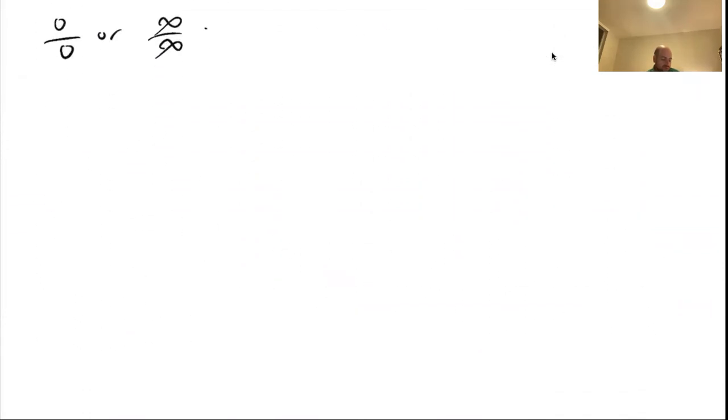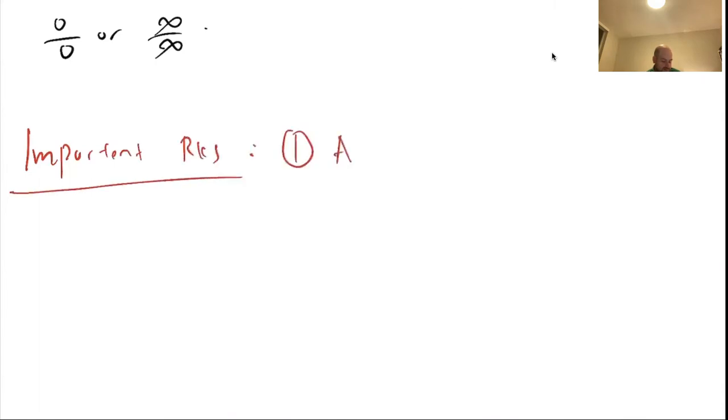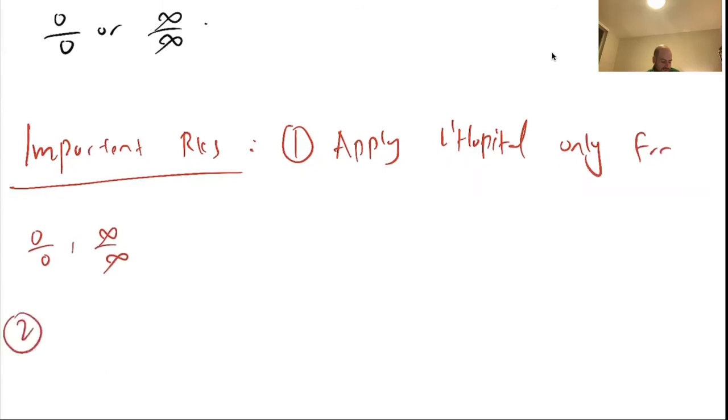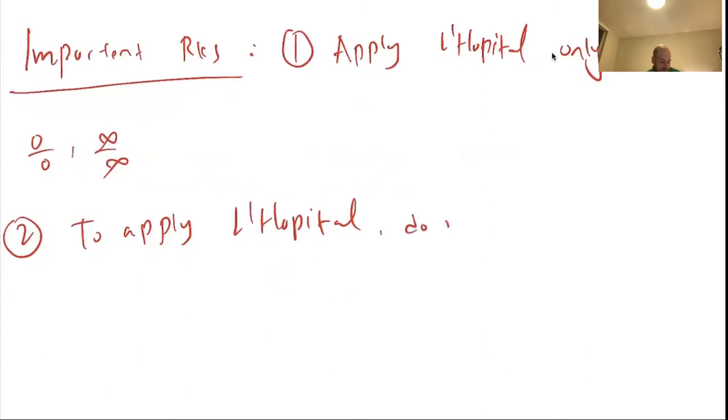So if I want to summarize the important remarks of the L'Hopital rule: one, apply L'Hopital only for 0 over 0 and infinity over infinity. Second, to apply L'Hopital, do not use the quotient rule.